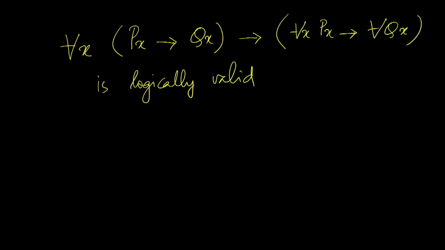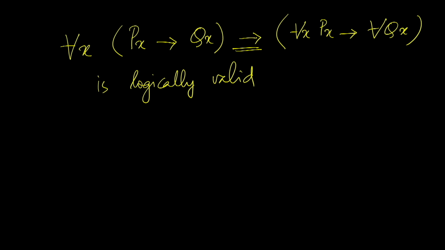That is, irrespective of the interpretation that is placed on P and Q, this statement will always be true. How do we argue this? To argue this, let us look at the structure of the sentence. This is an implication, the implication at the topmost level. So this implication has an antecedent and a consequent. We want to assert that this implication is always true.